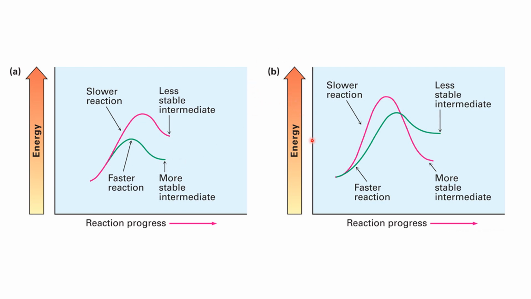In this case, the red reaction has higher activation energy, but the intermediate is more stable, and the green reaction has lower activation energy. That's why the reaction is faster, but the intermediate is less stable than red reactions.